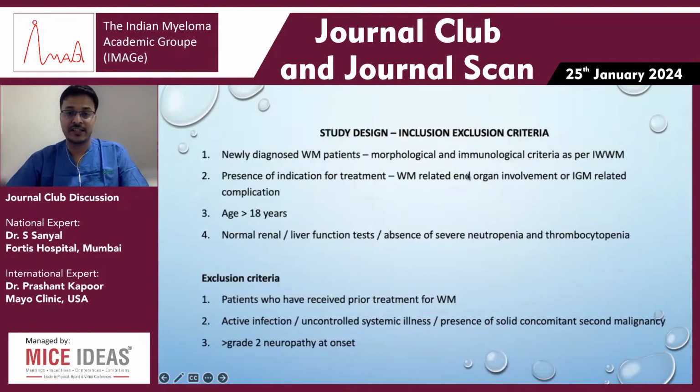What are the inclusion criteria? Newly diagnosed Waldenstrom patients were chosen who fulfilled the morphological and immunological criteria, as well as who had an indication for treatment in the form of end-organ involvement or IgM-related complication. They were all adult patients with no significant renal or liver dysfunction and in the absence of severe cytopenias. The exclusion criteria were those who had already received treatment for Waldenstrom, and significantly those who had more than grade 2 neuropathy at the onset were excluded from this trial.